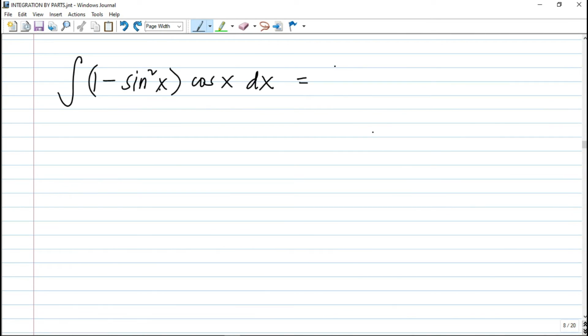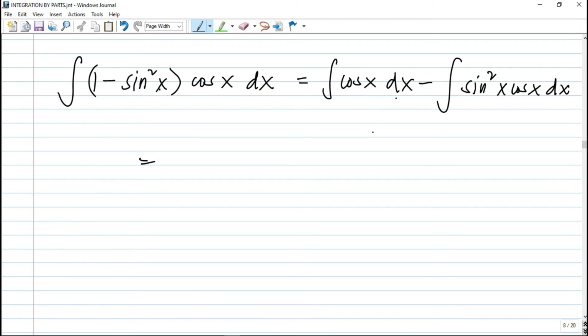So this is equal to integral of cosine x. Multiply lang natin yung cosine x, so cosine x dx minus sine squared x times cosine x dx. Then we can integrate this. Pwede na siyang i-integrate. So we have integral ng cosine x dx is sine x, minus. This can be solved using your power rule. Simplify lang natin yung exponent niya para mas madaling maintindihan while using the power rule: sine squared x cosine x.